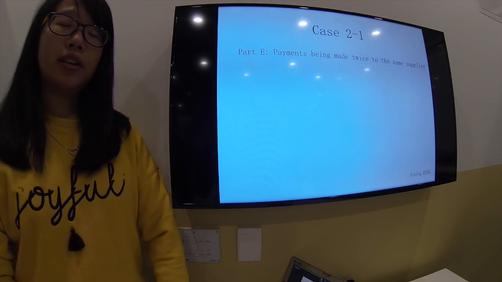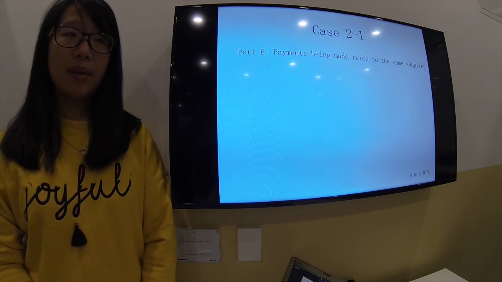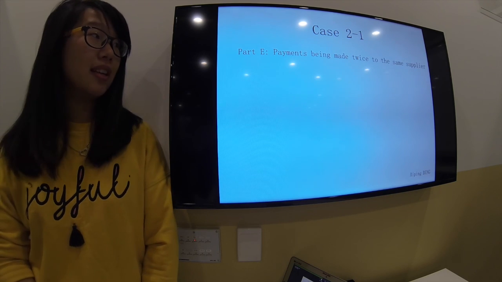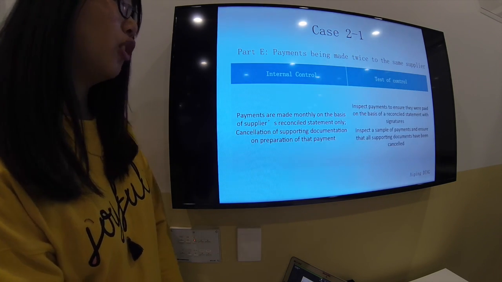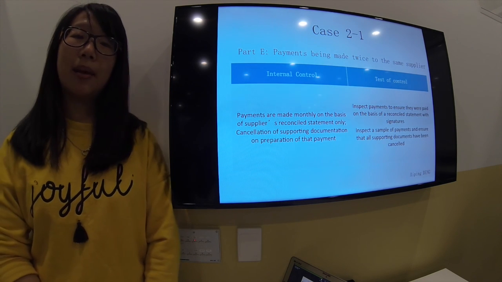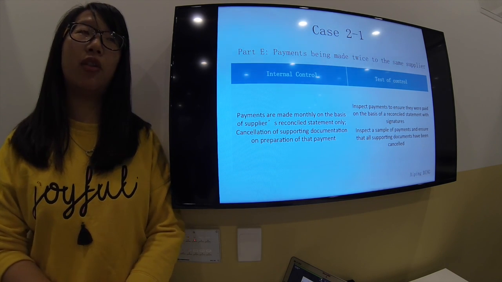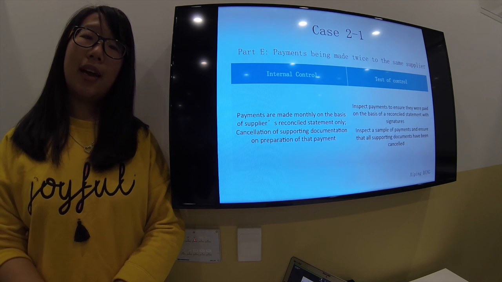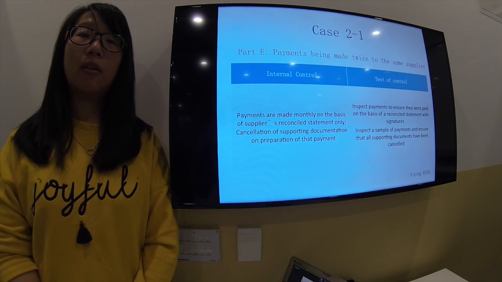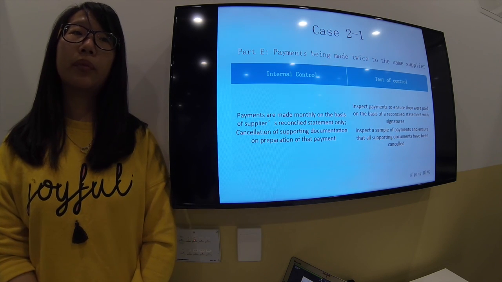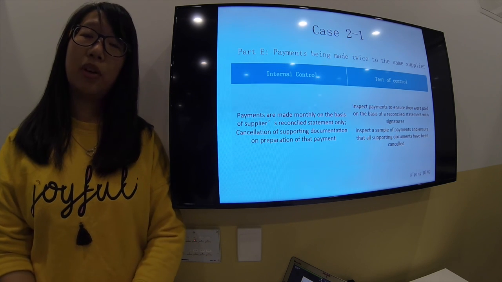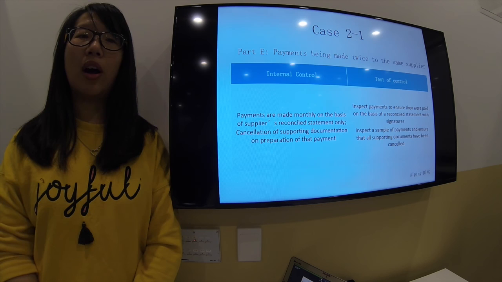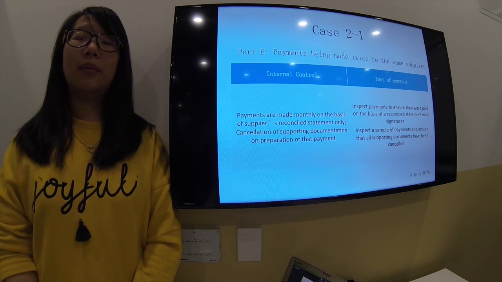Here comes my final part, payments being made twice to the same employees. We are looking for internal controls such as payments being made monthly on the basis of suppliers' reconciled statements only. Also, the cancellation of the supporting documents while preparing such payments.